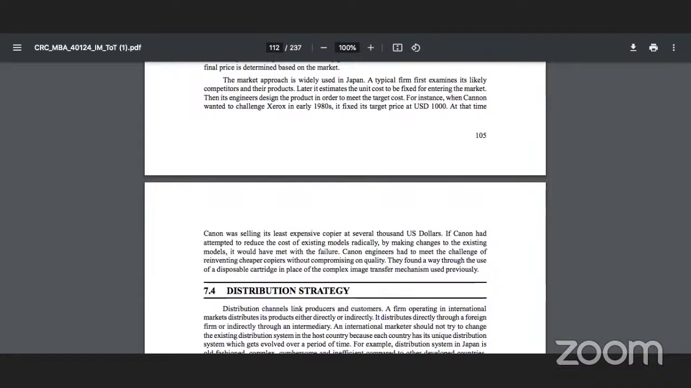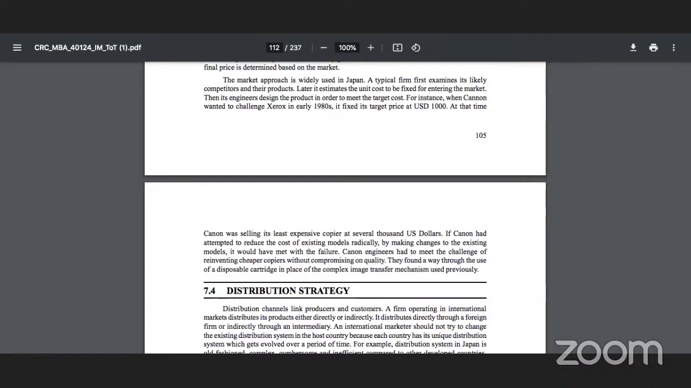So the market approach is widely used in Japan, where a typical firm first examines its likely competitors, their products, and it arrives at an estimated unit cost to be fixed for an entire product life before entering into a market. Then its engineers design the product in order to meet the target cost. So this is a very interesting approach. So first they're arriving at the pricing, and then the engineers are going back and doing reverse engineering to determine the target cost.